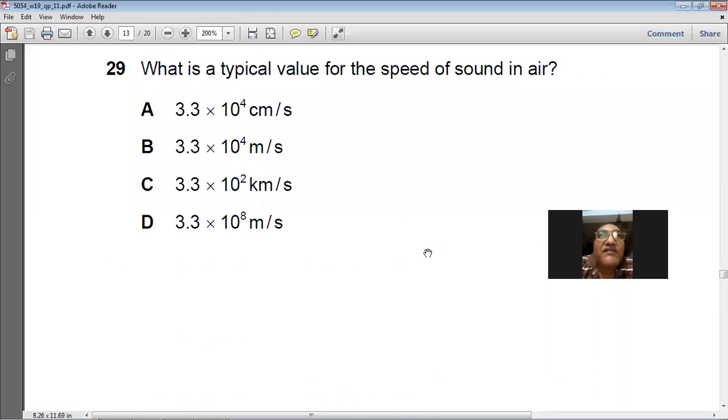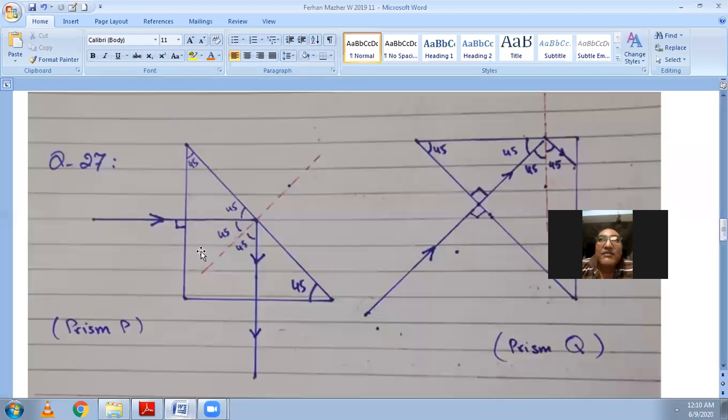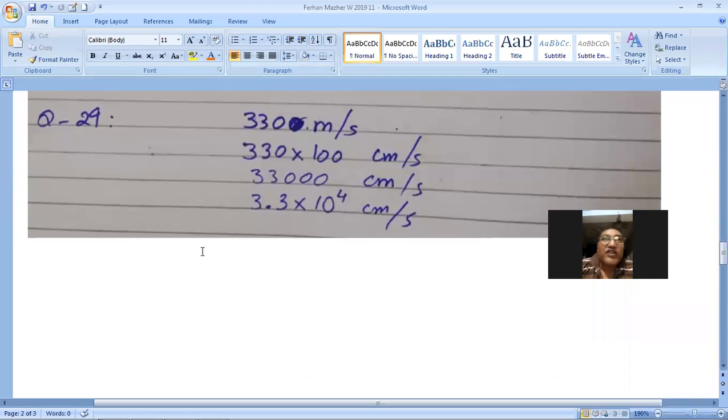What is the typical value for the speed of the sound in air? The speed of the sound is 330 meter per second in the air. 330 meter per second. This number, we know this number. And on your screen, you know, 330 meter per second is the speed.